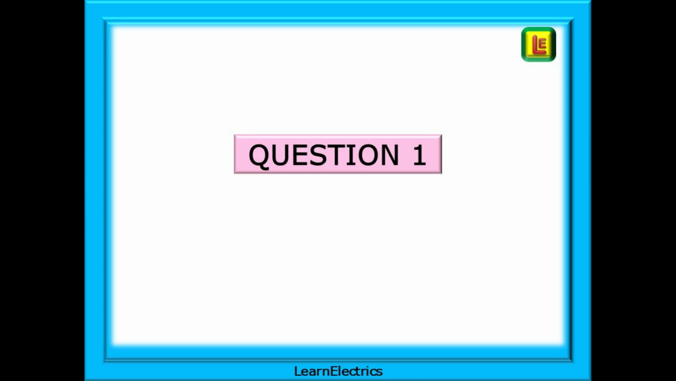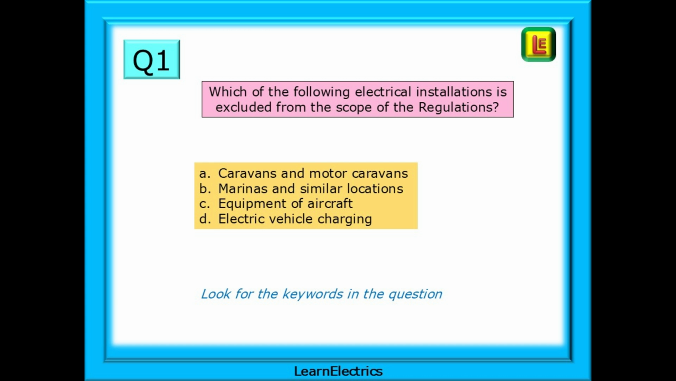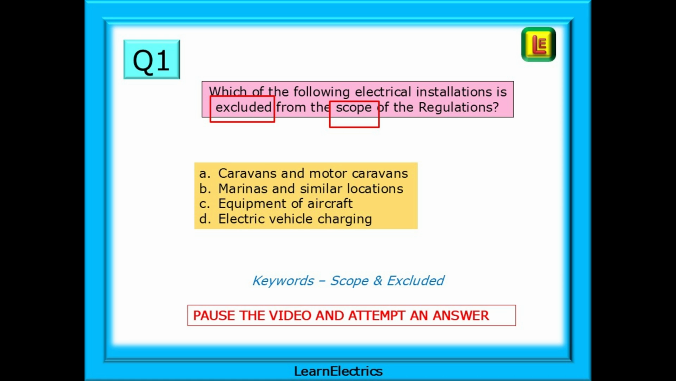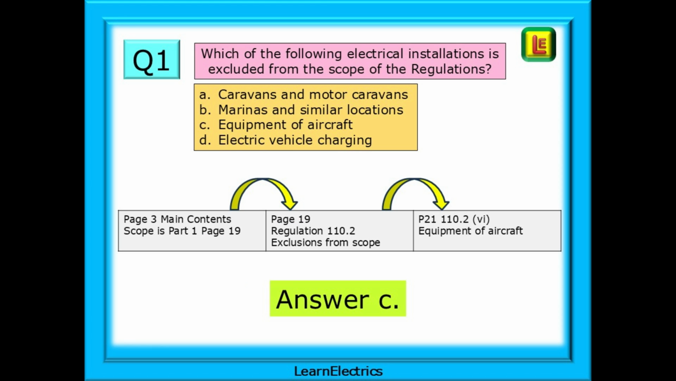time. Question 1. Which of the following electrical installations is excluded from the scope of the regulations? 4 possible answers, only one is correct. Look for the key words. The key words here are excluded and scope. Pause the video and attempt an answer. Here is the method that I followed.